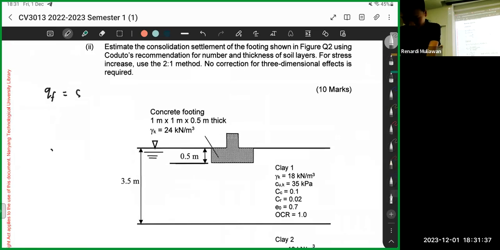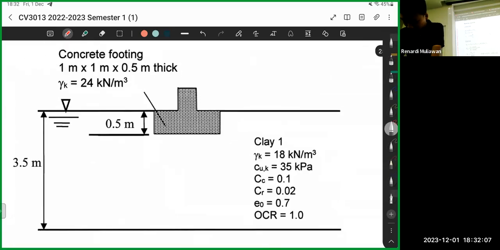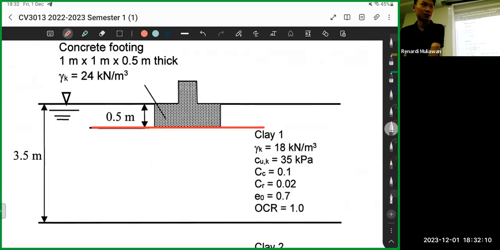But anyways, Sc, Nc, cu plus sigma q. So these two, Sc and Nc, are factors. S means shape. So Sc means the shape factor, Nc means the bearing capacity factor. cu is the shear strength. Sigma q, again, this one is the total stress. q means at the foundation. So the bottom of the foundation is here, correct? So sigma q means the pressure at this level. So that's what sigma q is.